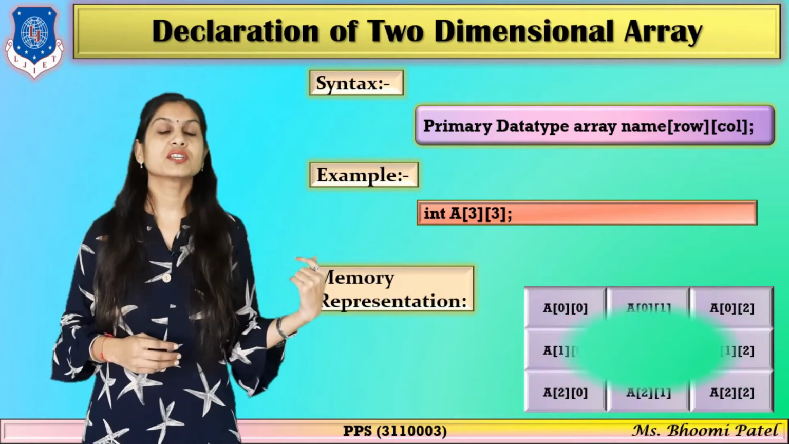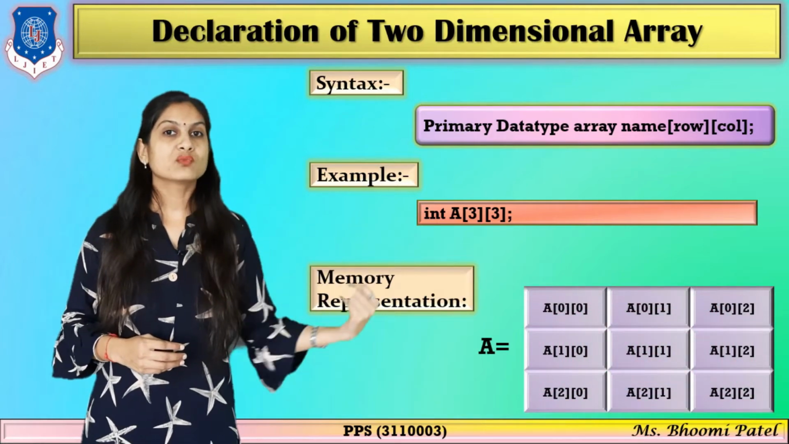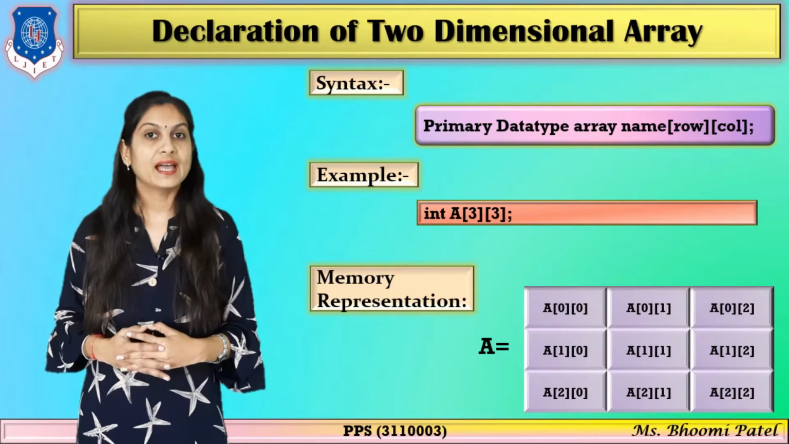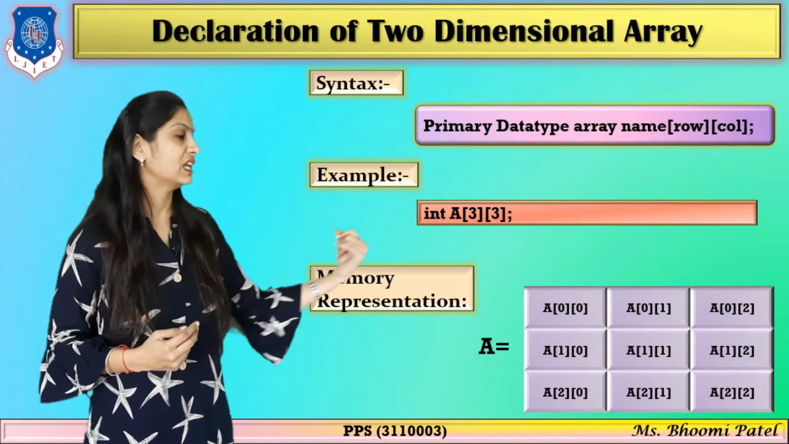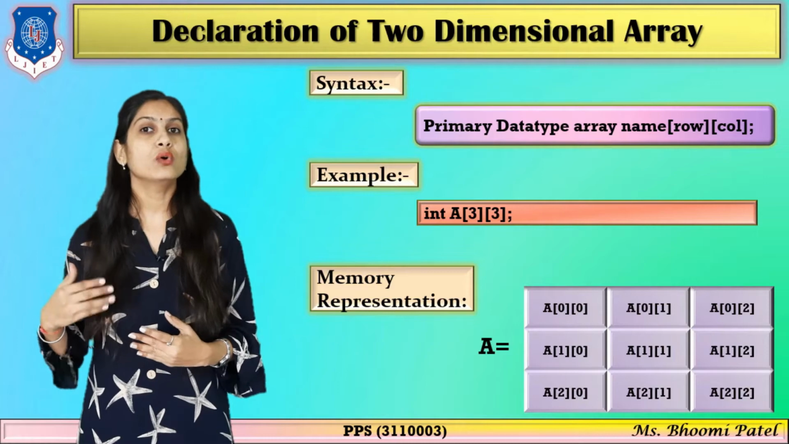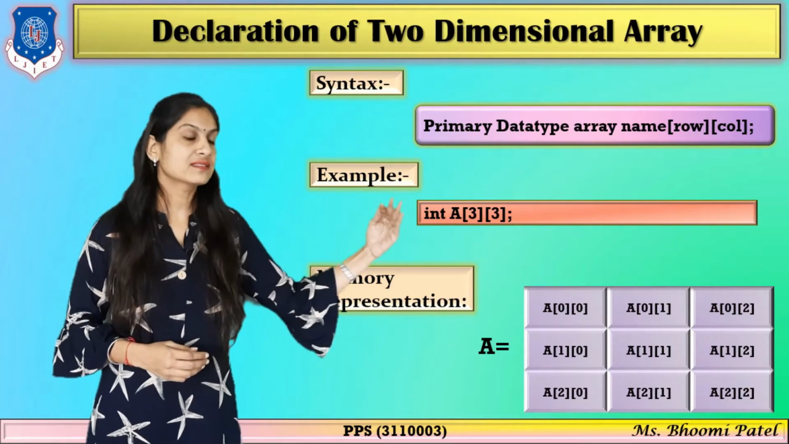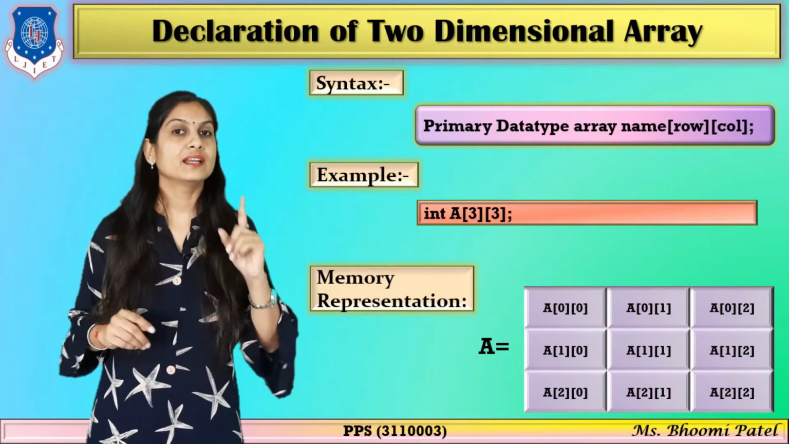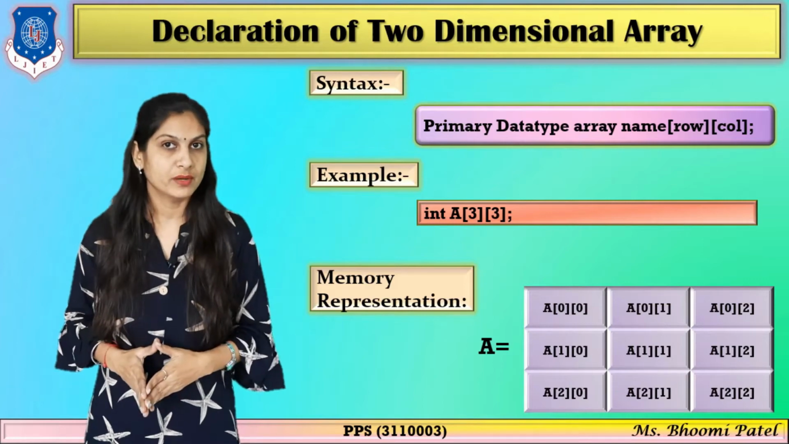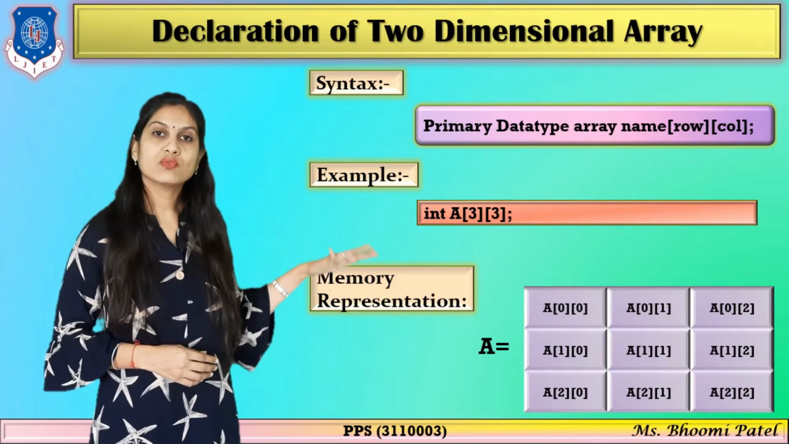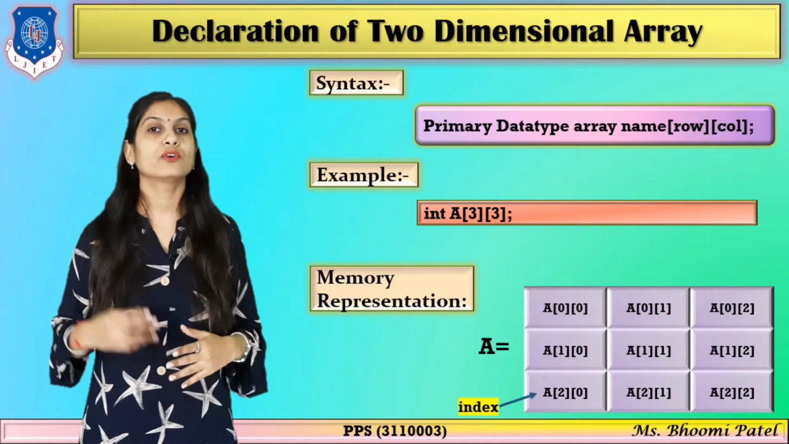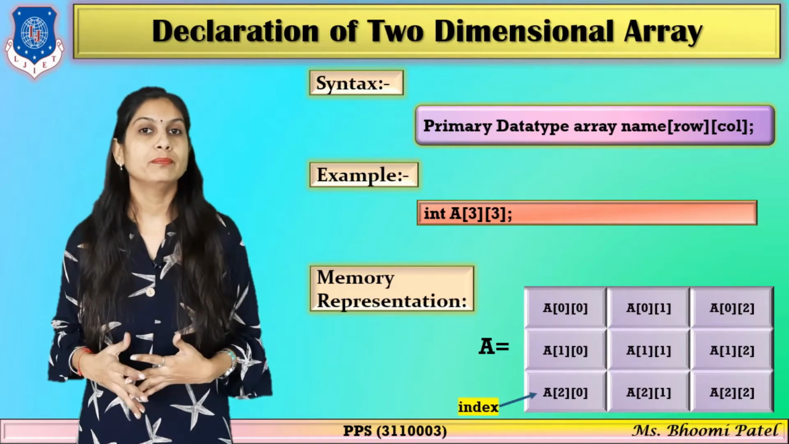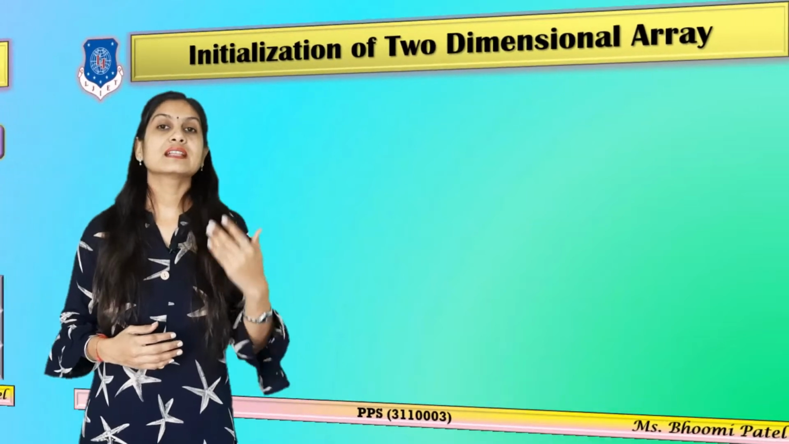In the memory representation you can see how many bytes are allocated. Total 3 cross 3, that is 9 elements will be stored, and an integer occupies 2 bytes, so a total of 18 bytes will be occupied. It is stored row wise: A of 0 0, then A of 0 1 and A of 0 2. The first bracket indicates the row number and the second indicates the column number. Then the second row, that is 1 0, 1 1, 1 2, and the last is the third row, that is 2 0, 2 1 and 2 2. Likewise the data will be stored.